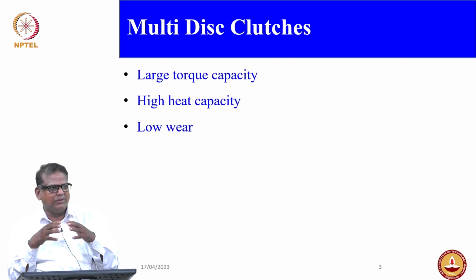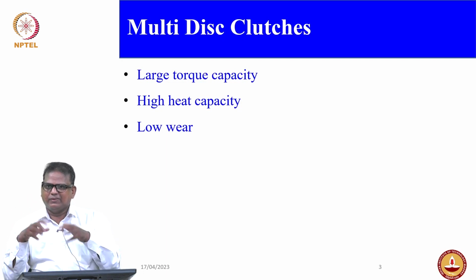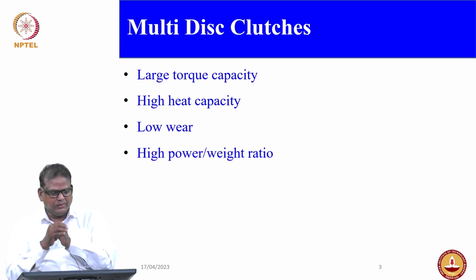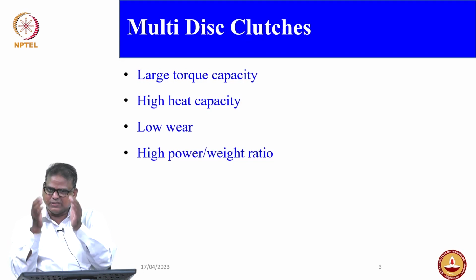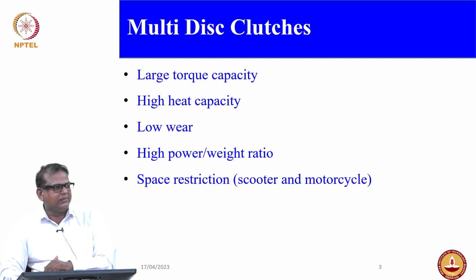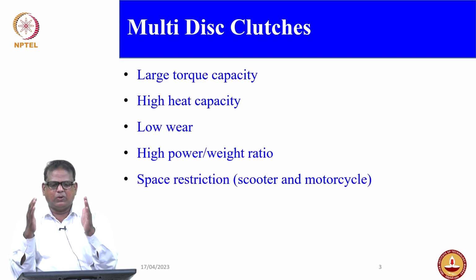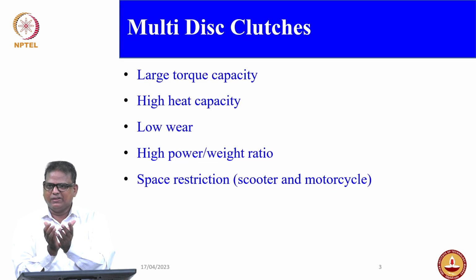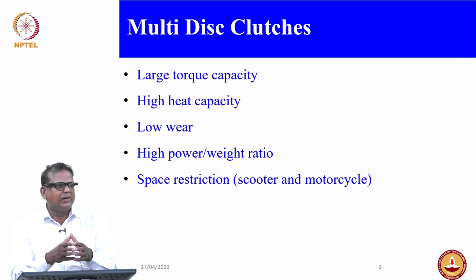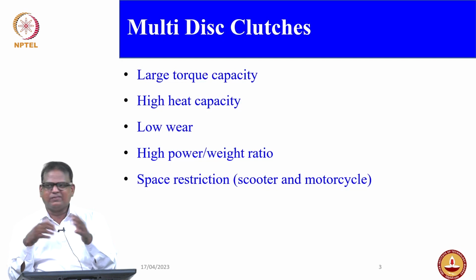So, what I want to say is that when you want a multi-disc clutch system, you have to look at different aspects in terms of higher torque capacity, high heat transfer, low wear, and more importantly high power weight ratio, so that the smaller the size, you can transfer the higher power, especially with the space restriction, right. The single plate clutch size is probably maybe 12 inches in diameter, whereas for scooters and motorcycles or motorbikes, do you think that is good enough? It is too big, right.